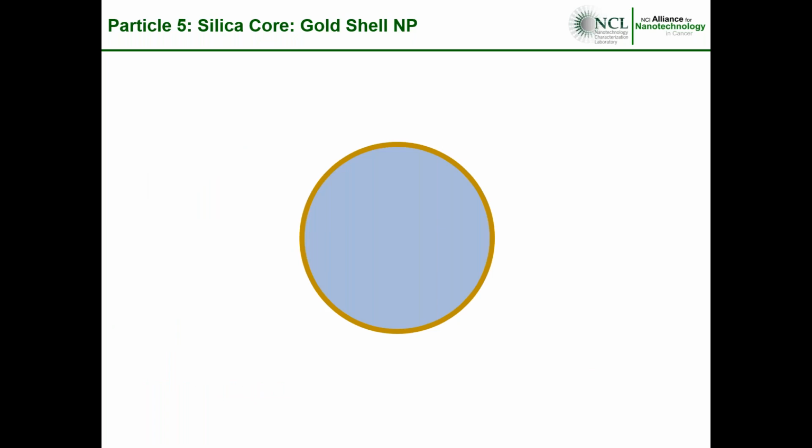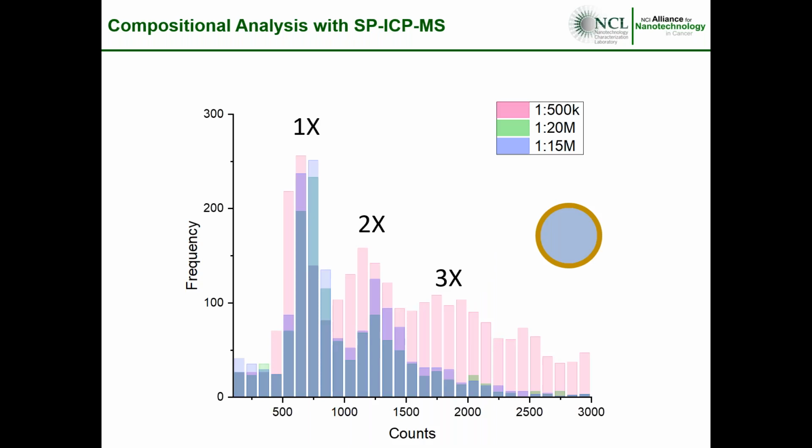And so finally, we're going to look at one last nanoparticle, and this is for our compositional analysis that we've done here. This is a gold silica core gold shell nanoparticle. Initially, when we ran this using single particle counting ICP-MS, we ran it at about a 1 to 500,000 dilution. As I talked about, these are some pretty drastic dilutions that we run. We actually see what's shown here in the pink bar graph.